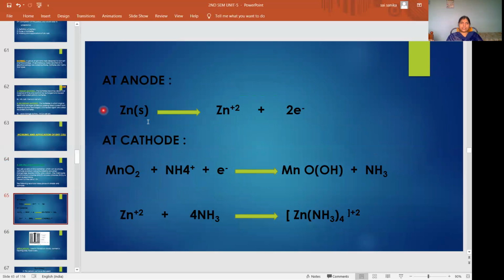So at anode, this zinc container is anode. So zinc is undergoing oxidation. So zinc is converting into Zn2+ plus 2 electrons. Okay. Then come to the cathode. At cathode, what is happening? Reduction is taking place. So which one is undergoing reduction? MnO2, that is manganese dioxide. So this is undergoing reduction. So what is meant by reduction? Gaining of electrons. So it will gain an electron.